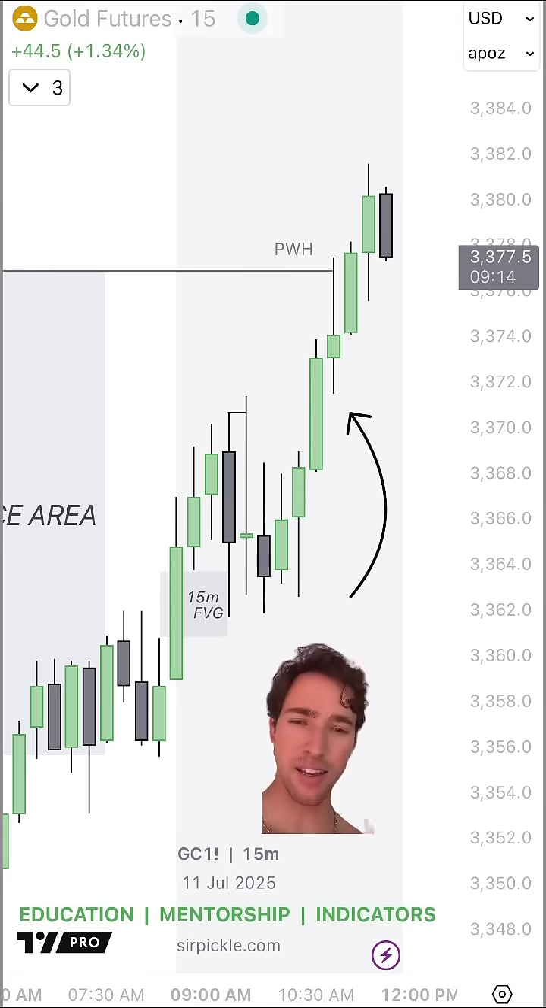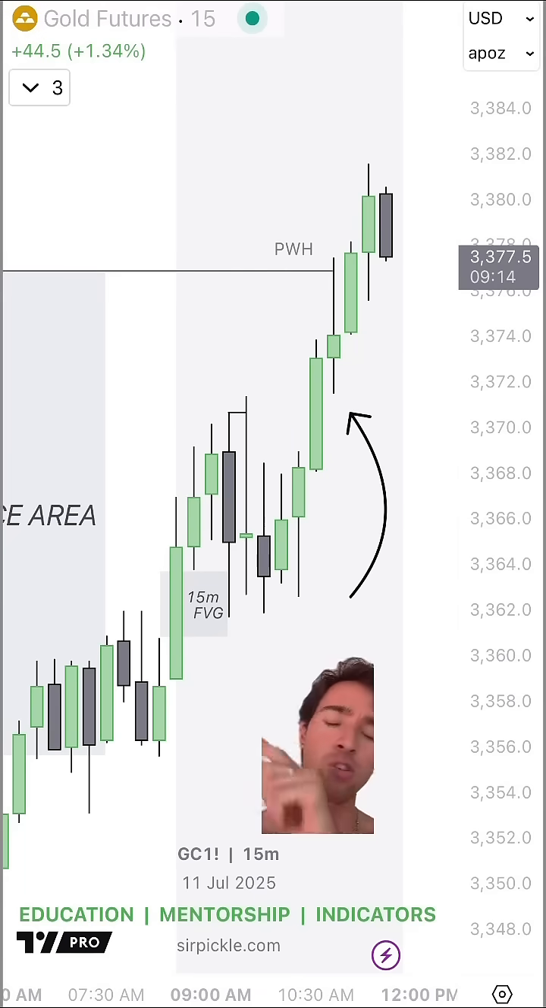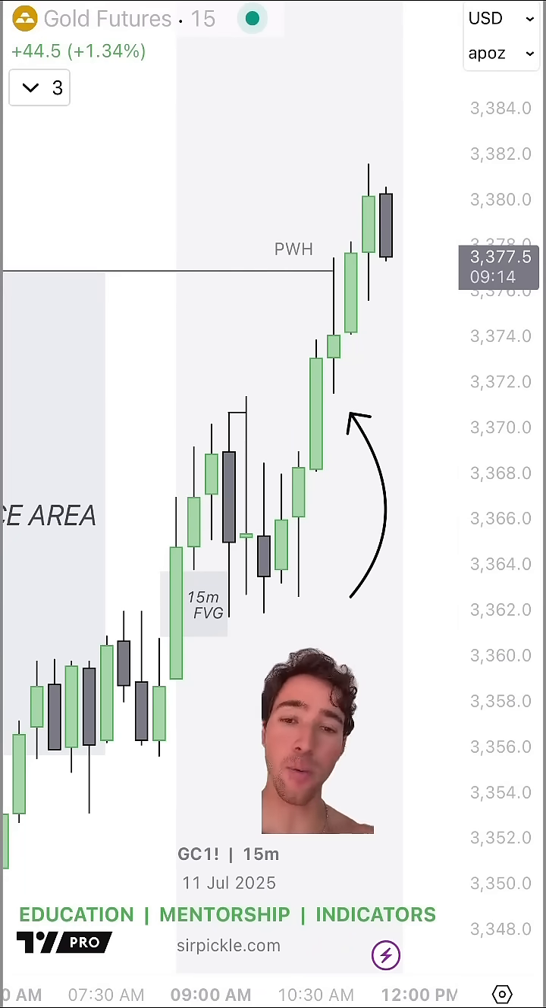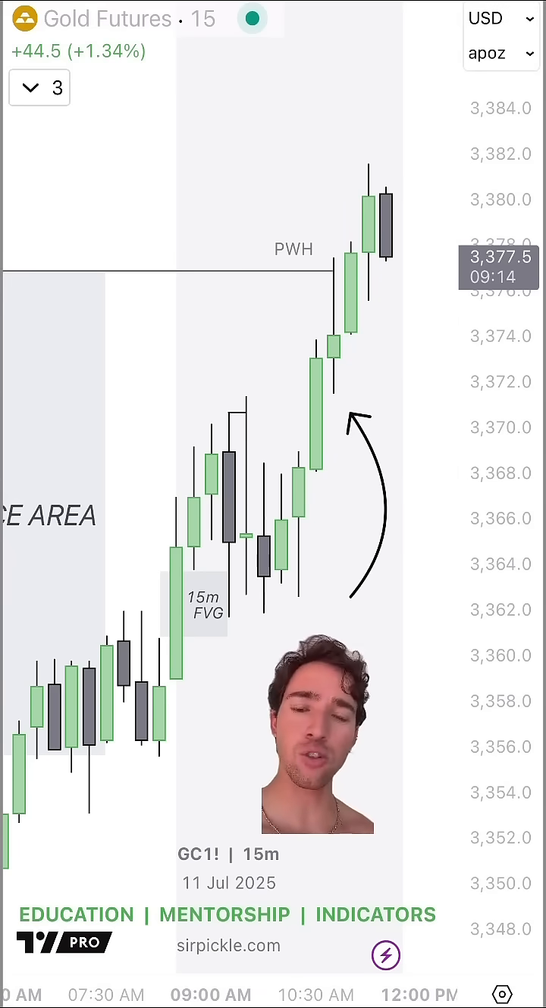We can use those narrative PD arrays right here, those compass PD arrays, as a level to now look for entries inside of. So on the 15-minute coming into the New York session, we see this 15-minute fair value gap. We can move higher off of it in the no resistance area towards previous week's high. Boom. There's the answer to step 2.